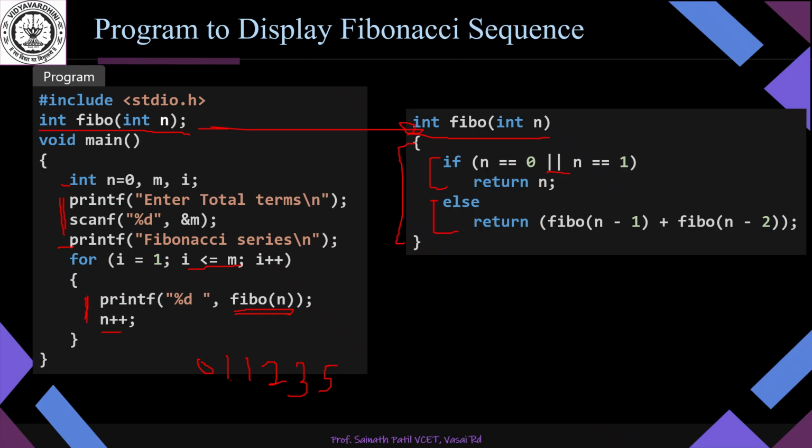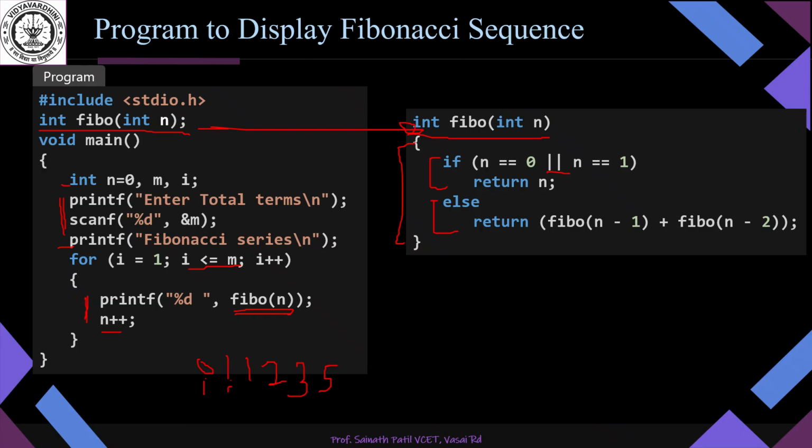If it is 0, it is the 0 term. If it is 1, it is the first term. That is, the first and second term. So it will return n as it is and it will display. And every time it will increment the value of n plus plus. Okay. Suppose we want to find the first four or five numbers. So initially n is equal to 0. Because n is equal to 0, it will display 0.